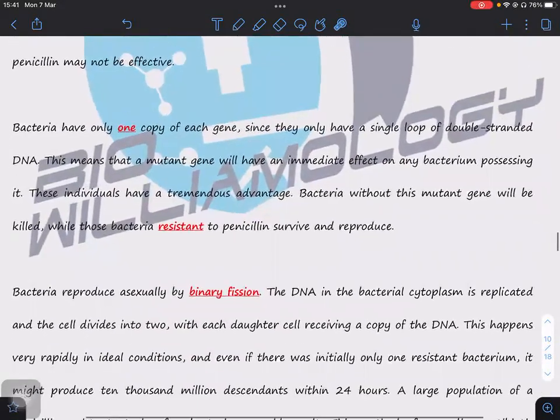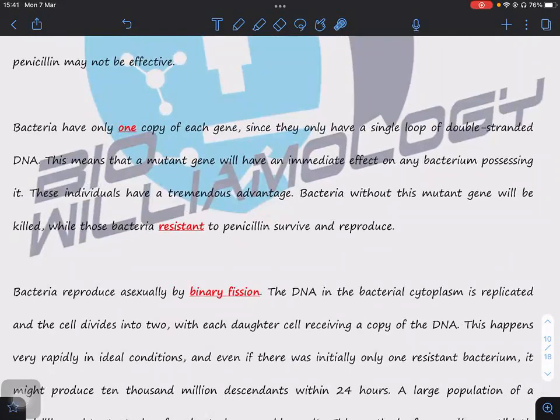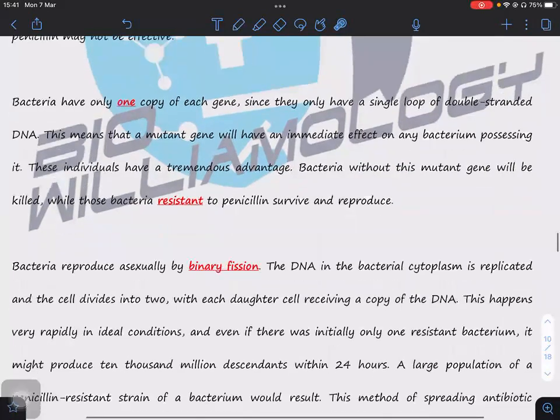Bacteria have only one copy of each gene. Since they have a single loop of double-stranded DNA, the mutant gene will have immediate effects on any bacteria possessing it. So these individuals have a tremendous advantage. Bacteria without this mutant gene will be killed, while bacteria resistant to penicillin survive and reproduce. When they reproduce, they pass the gene to the next generation.